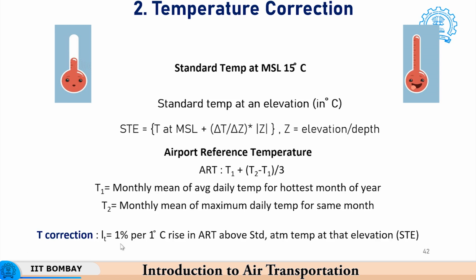So, 1% rise in the takeoff length is expected for 1 degree rise in the ART. Sorry, once again. So, 1% increase in runway length has to be added for every 1 degree centigrade rise in the airport reference temperature above standard.